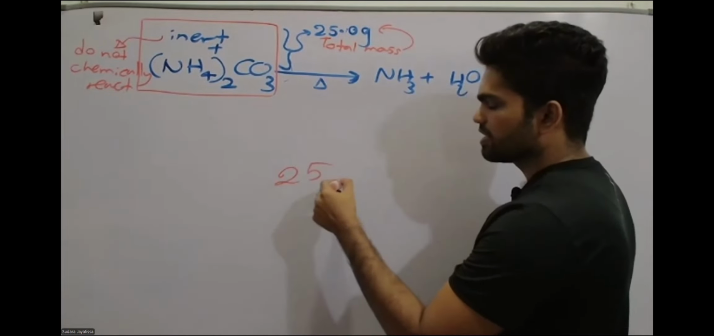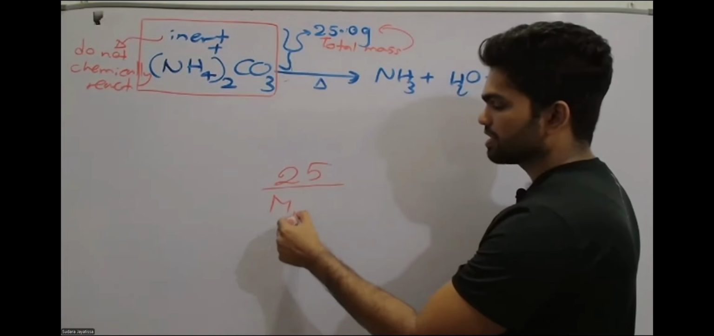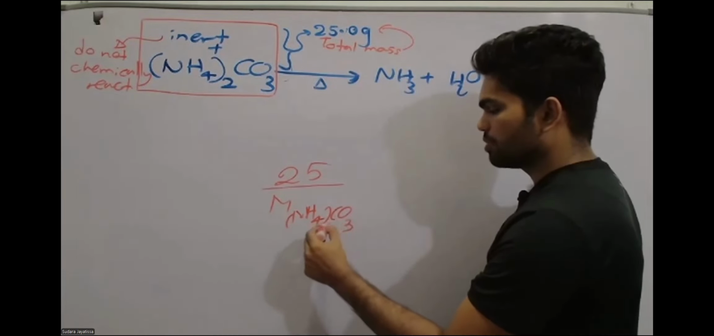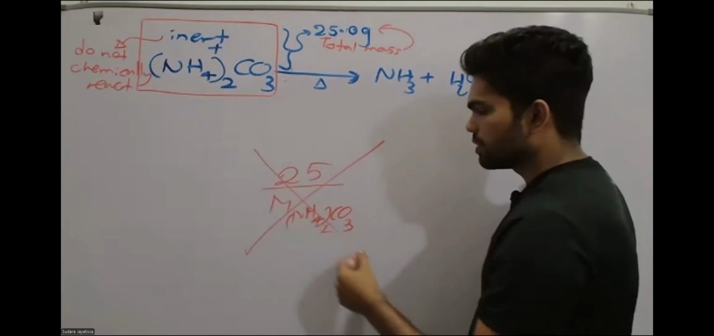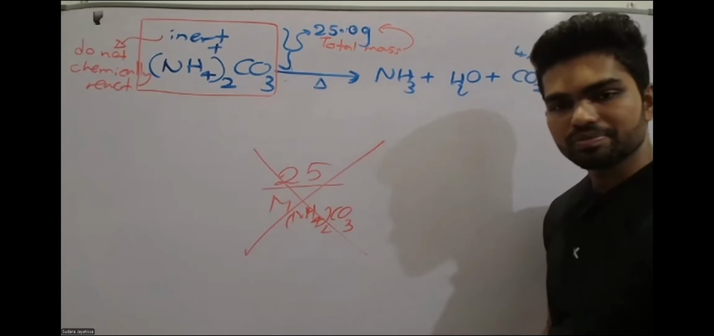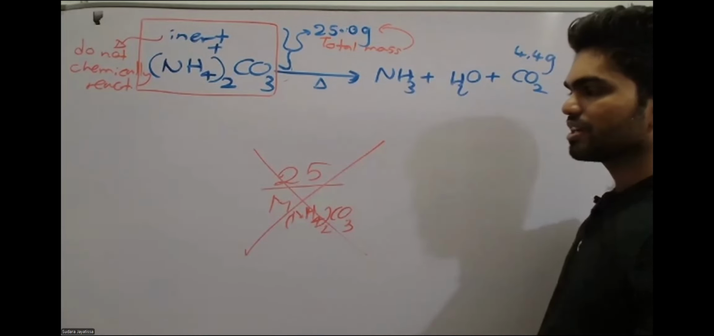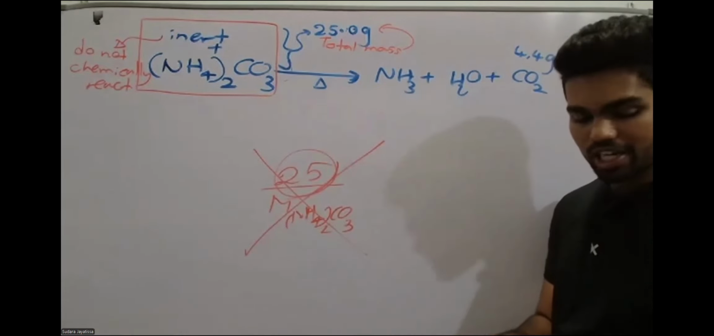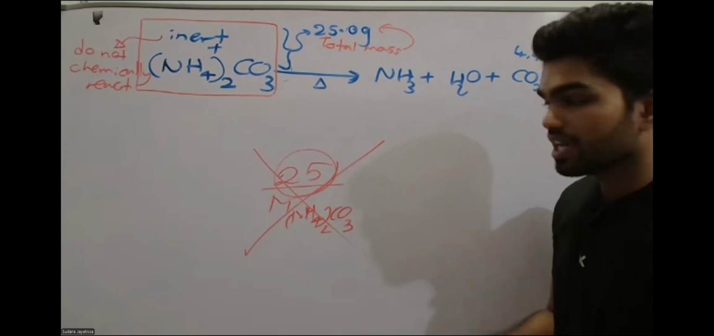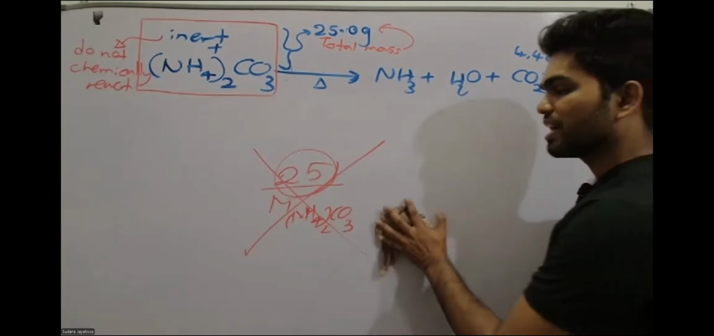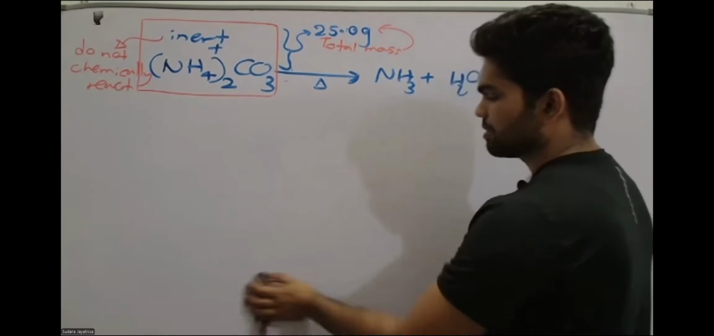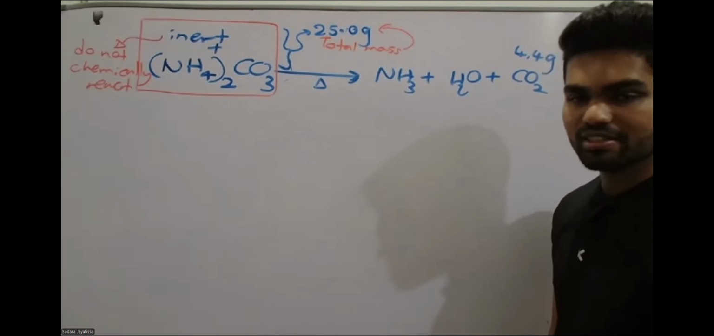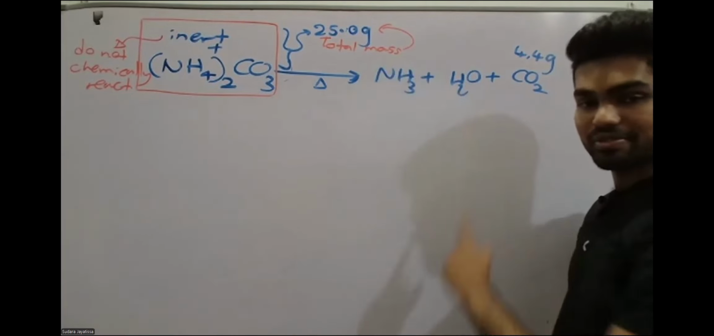Okay, so don't ever make this mistake. Don't ever divide 25 by the molar mass of ammonium carbonate. That is fully wrong. I hope you understand that one by now. Because you can't divide like that. 25 grams is the total mass. We don't know the ammonium carbonate mass yet. So we are simplifying this to find the ammonium carbonate mass. Just understand that. If you are stuck in the question, that may be a good reason.